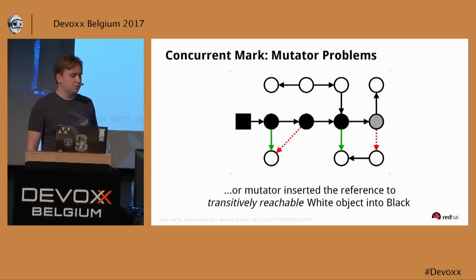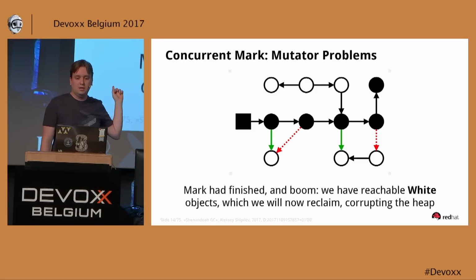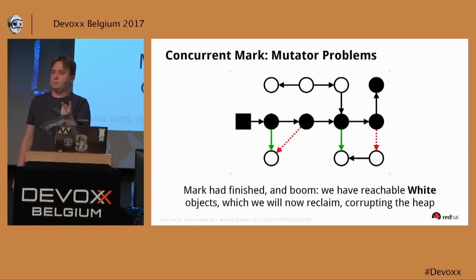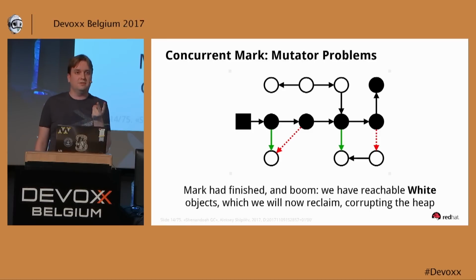And there is another case which is subtly different, but you can think about it the same. You can also destroy the reference to the white object and insert the reference to some transitively reachable white object into the black object. So if you complete the mark in this case, you will realize that there are two objects which are now reachable, but your marking algorithm says they are white.